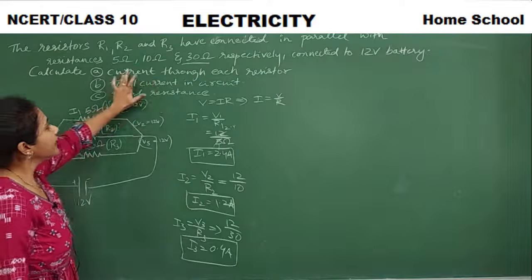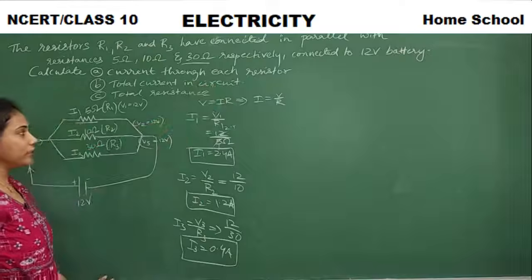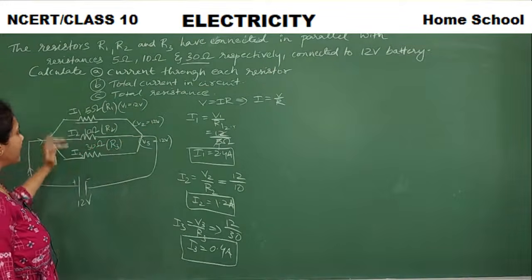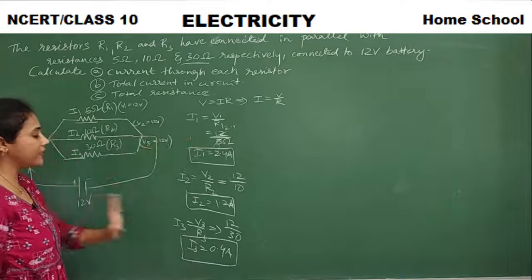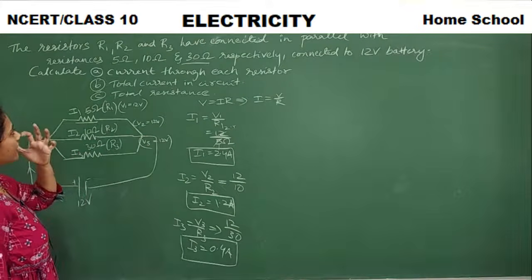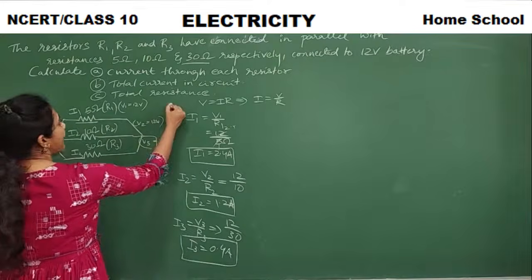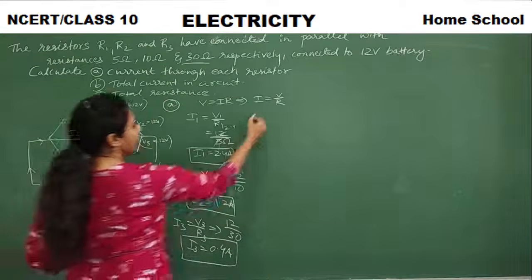Current through each resistor we found. Voltage was same, resistance is different, current is different. So I1, I2, I3 we found. What is the next question? Total current in circuit they are asking. This is the answer for question A, right?